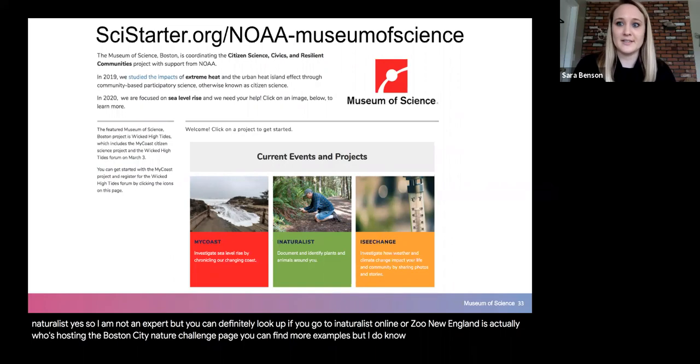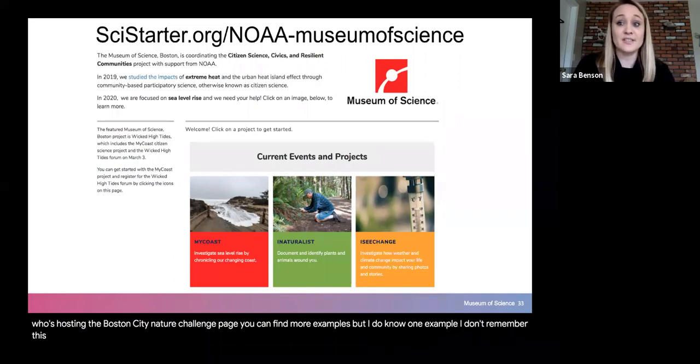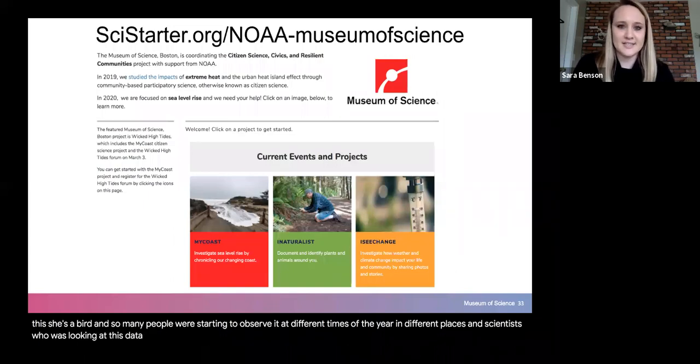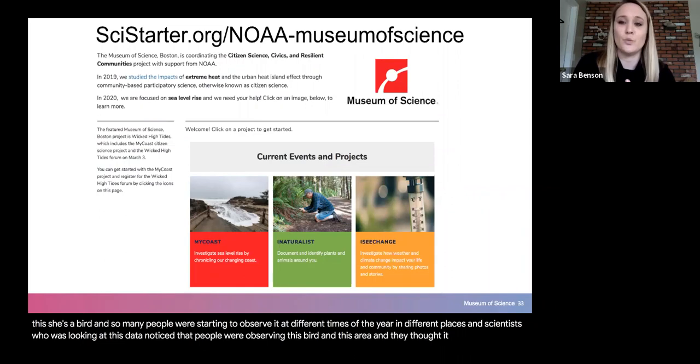But I do know one example. I don't remember the specific species, but it was a species of bird. So many people were starting to observe it at different times of the year in different places. And scientists who were looking at this data noticed that people were observing this bird in this area, and they thought it was really weird.